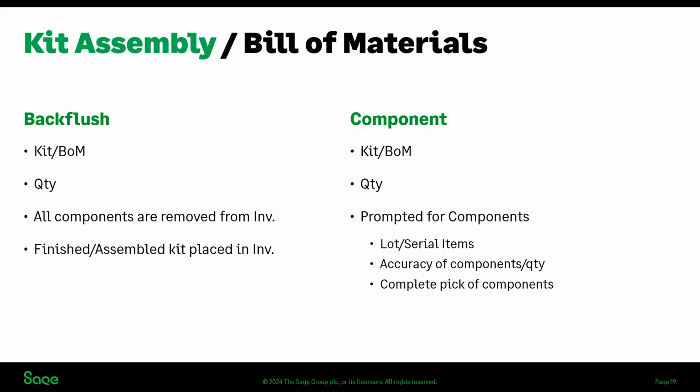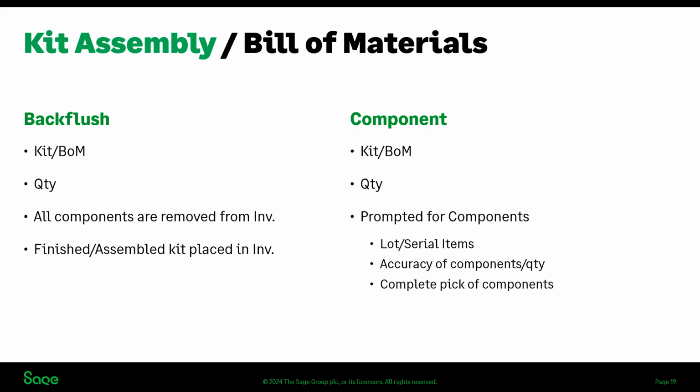The component version allows a little more control. If inventory accuracy is really what you're going for, it'll make you indicate each one of the components and appropriate quantities based on how many you said you're making. So it'd say, all right, what kit or bill of material are you actually assembling, how many, and it's going to take you through each one of the components.